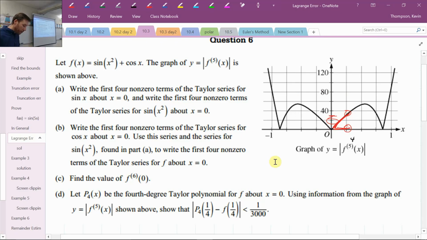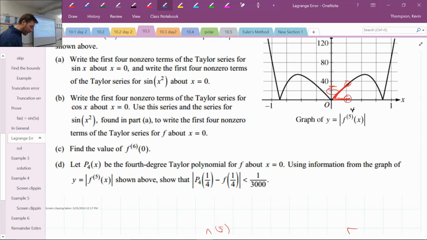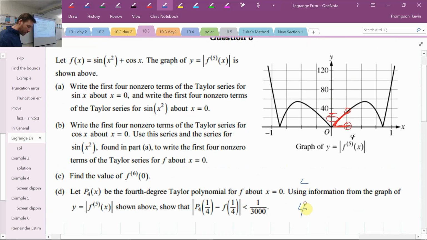Now, we were supposed to prove this though, that the error is less than 1 over 3,000, right? So what's our calculation then? We had 40. So that's our max. Then we had our 5 factorial. My pen will cooperate. Which it won't, yes. And then we had our quarter to the 5th power. So what does that simplify to? Is it something smaller than 1,000? I hope so.